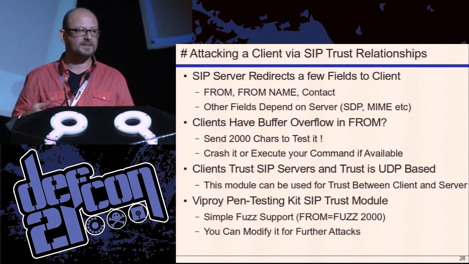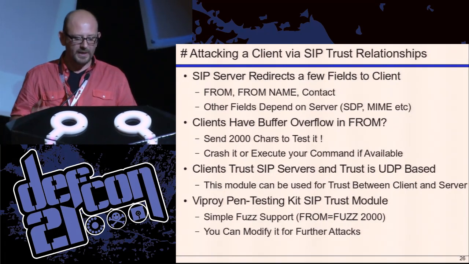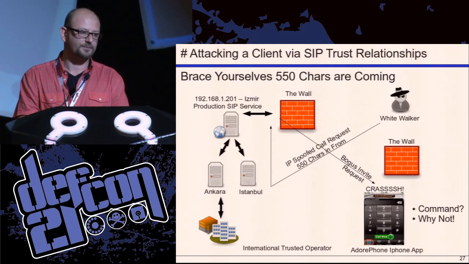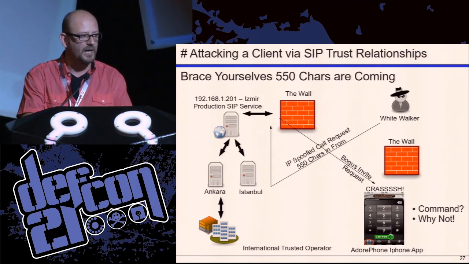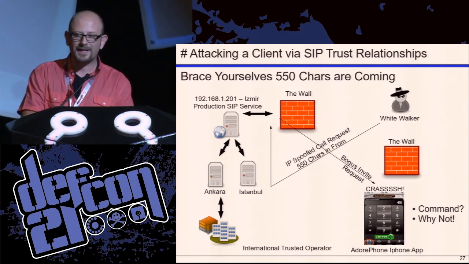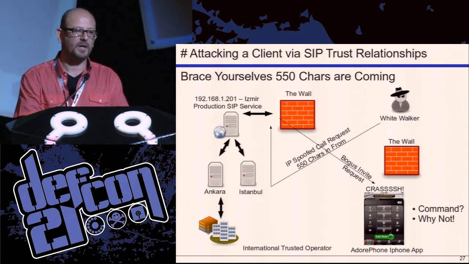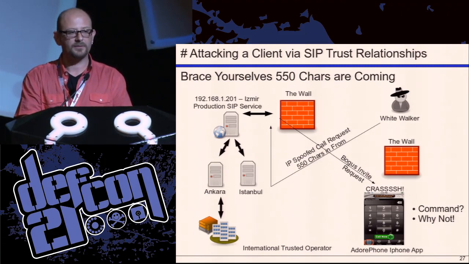These clients trust the remote IP address and port, so we can initiate IP spoofing easily. And basically, I crashed an application. Another iPhone SIP client, which you can download from the App Store, has a vulnerability. It has no border control in the from field. So we can send 550 chars in this field and it will crash. So we can exploit it.